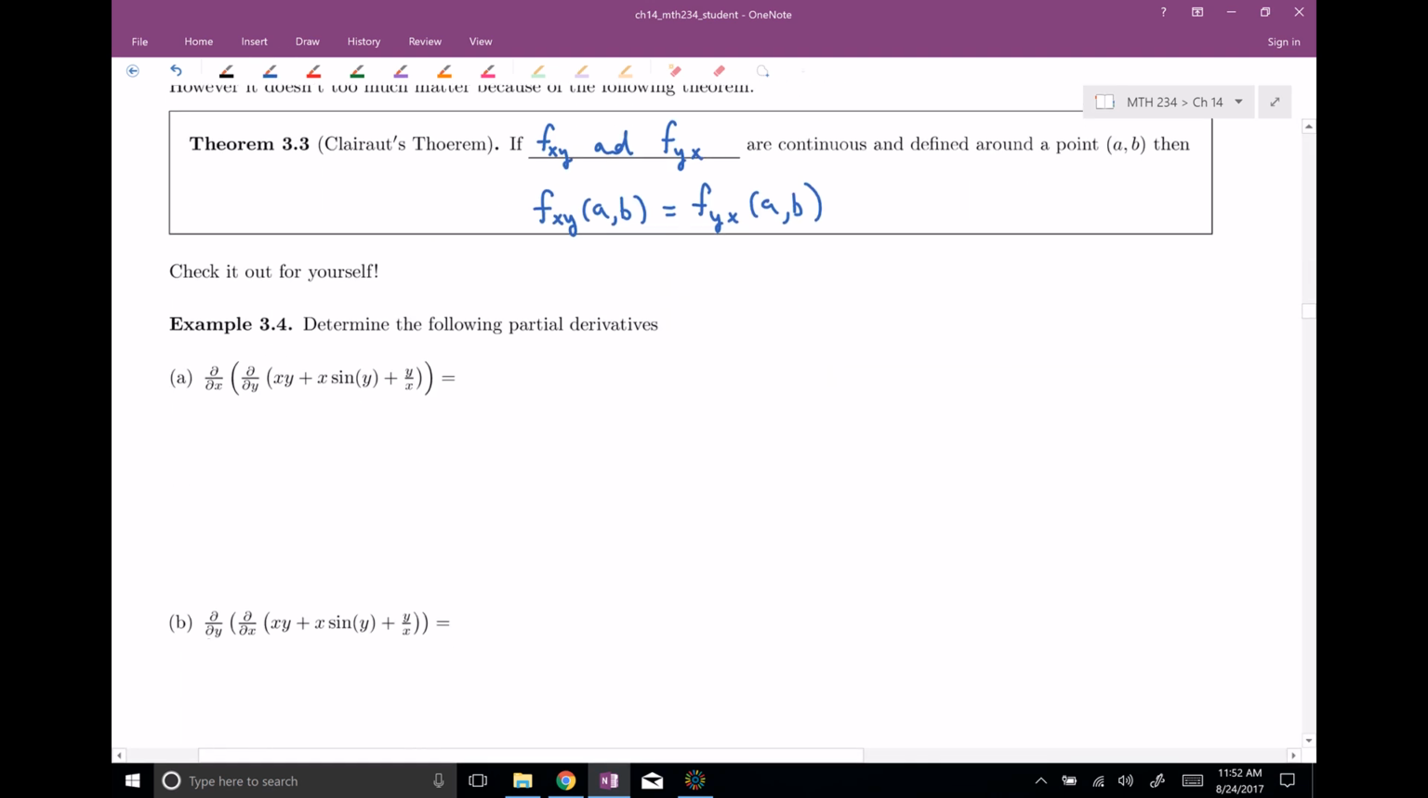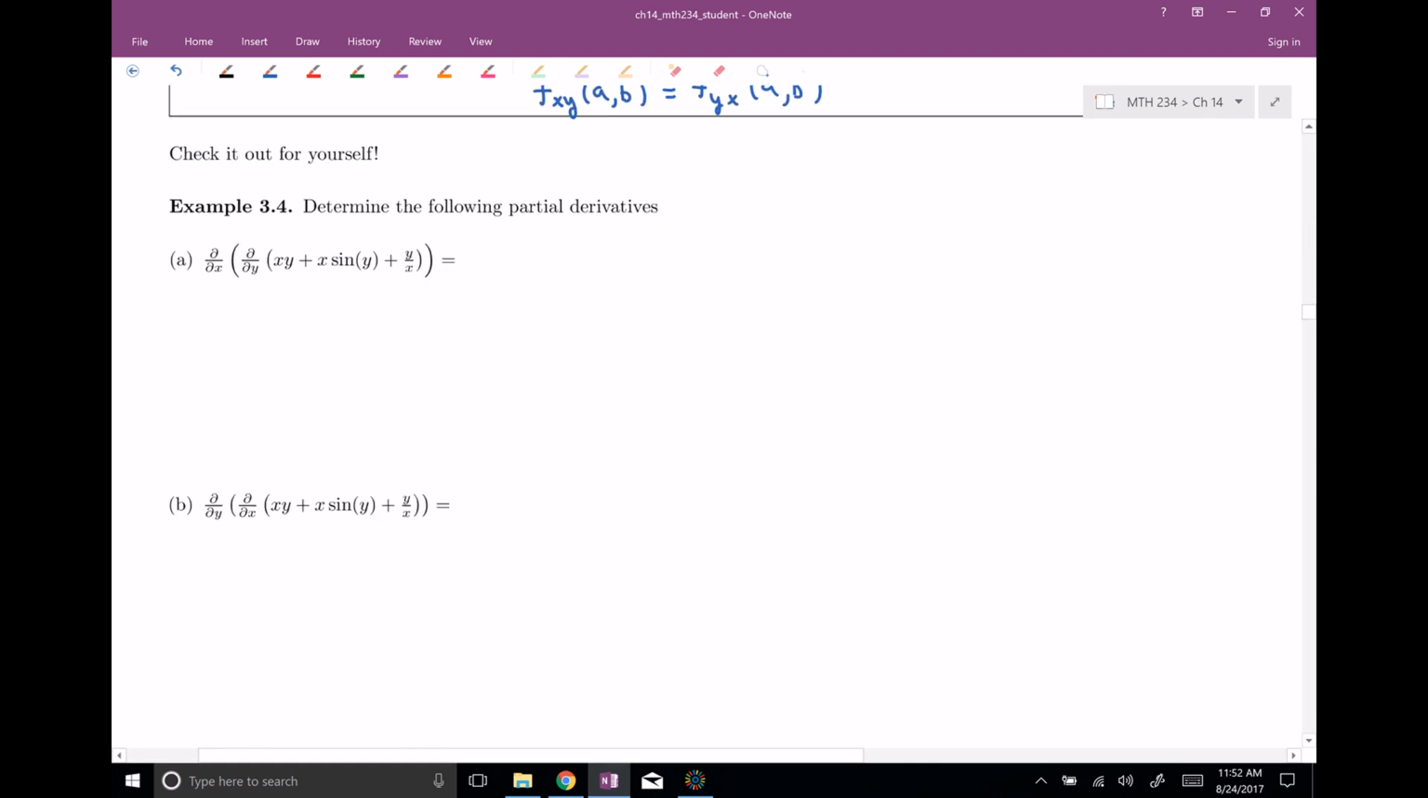So let's go ahead and check this, right? I have a function here: xy + x sin y + y/x. In the first case, I would like to differentiate with respect to y first, then x. And here I'd like to differentiate with respect to x first, then y.